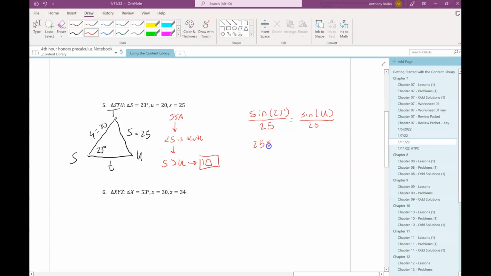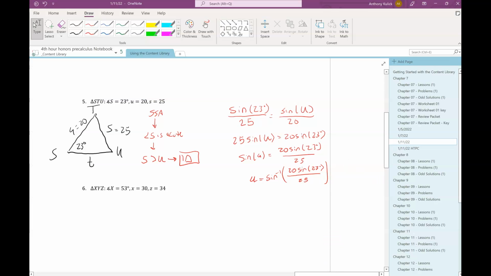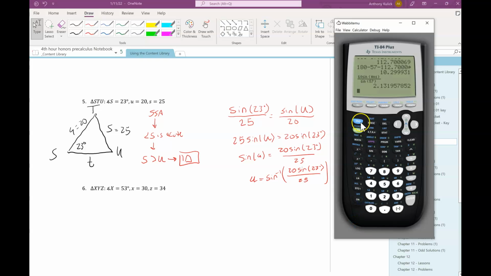Cross multiply. Divide by 25. And then do the sine inverse. Feel good so far, Mac? Okay.